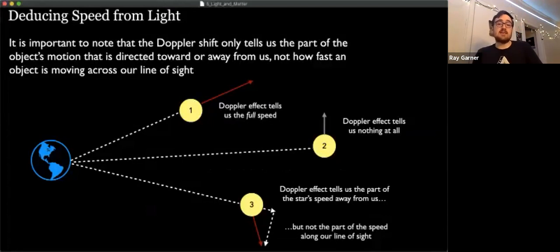Meanwhile, star number three is moving at an angle to our line of sight. So the Doppler effect would tell us the part of the star's speed that's away from us, this shorter dotted arrow, but not the part of the speed across our line of sight, this longer dashed arrow.